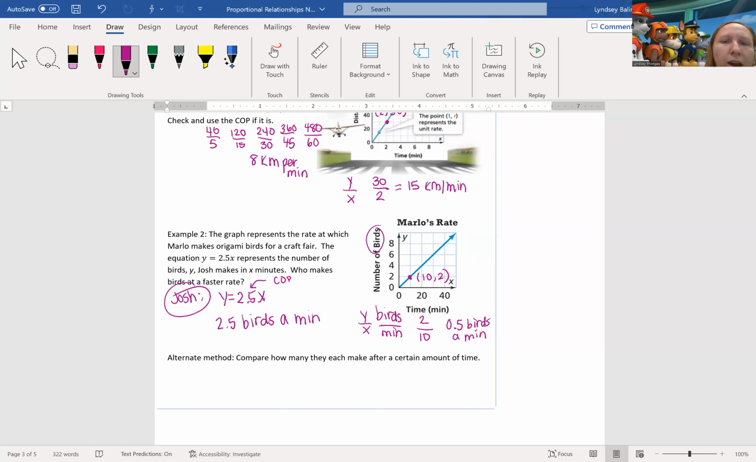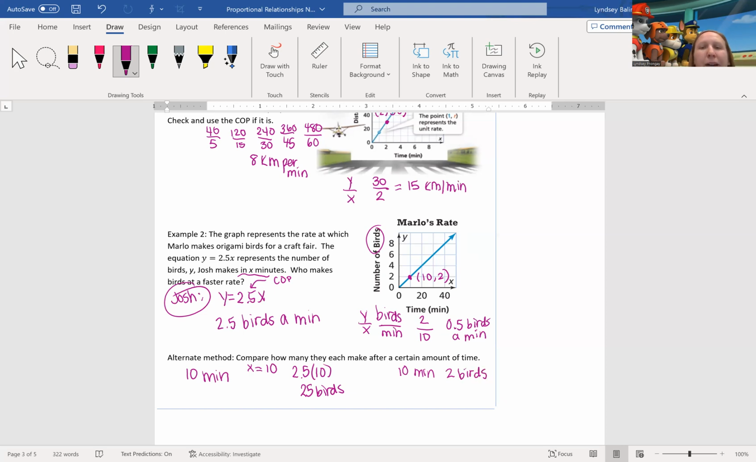Okay, so if we did, I don't know, 10 minutes, in this case, that would be the x to plug into our equation because it said x was the number of minutes. So 2.5 times 10 would be 25 birds. We already know from our graph that at 10 minutes, Marlowe only made 2 birds.